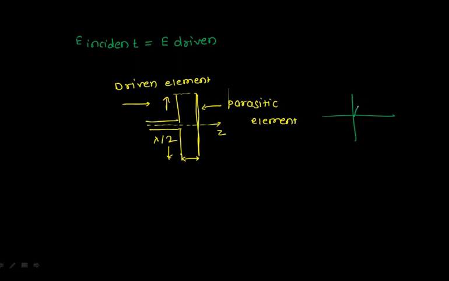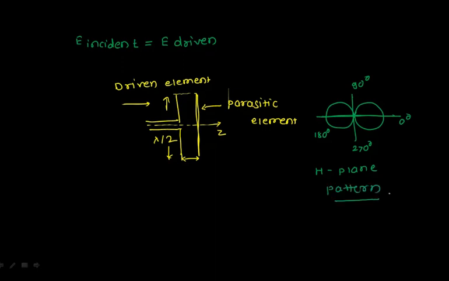So if I see the H plane pattern, it will give me this kind of structure. This is 0 degree, this is 90 degree, this is 180 degree. I am getting maximum radiation at 0 degree and at 180 degree. So this pattern is nothing but the H plane pattern. Now this is done using array theory, because we are assuming that this is one array and this is another array, because it contributes in the radiation.